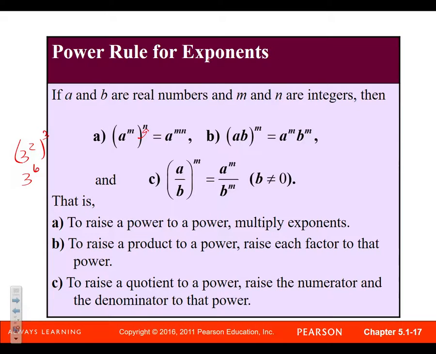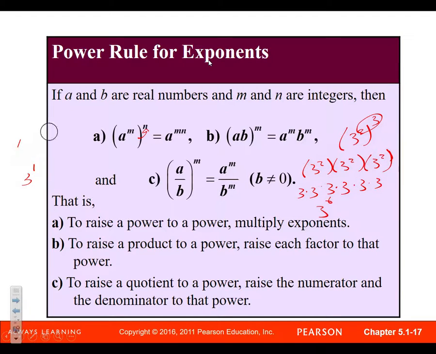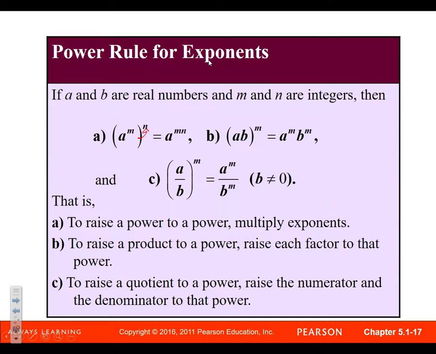Let me tell you why. If I have 3 to the second, and that's to the third, I'm writing this how many times? 3 times. So I've got 3 to the second, 3 to the second, times 3 to the second. Now, 3 to the second is 3 times 3, and the next one is another 3 times 3, and the other is also 3 times 3. So if I simplify that, it's simply 3 to the 6th. That's why it's easier to just multiply those two. Make sense? Okay. Next one.